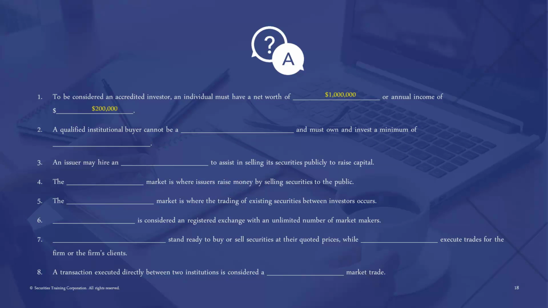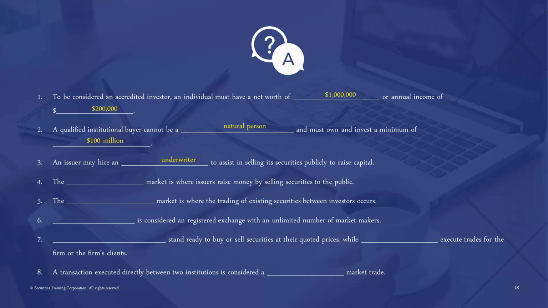Next, a qualified institutional buyer, QIB, cannot be a blank and must own and invest a minimum of X. They cannot be a natural person or individual and must own and invest a minimum of $100 million. Next, an issuer may hire a blank to assist in selling securities publicly to raise capital. That would be the primary market, and that would be an underwriter.